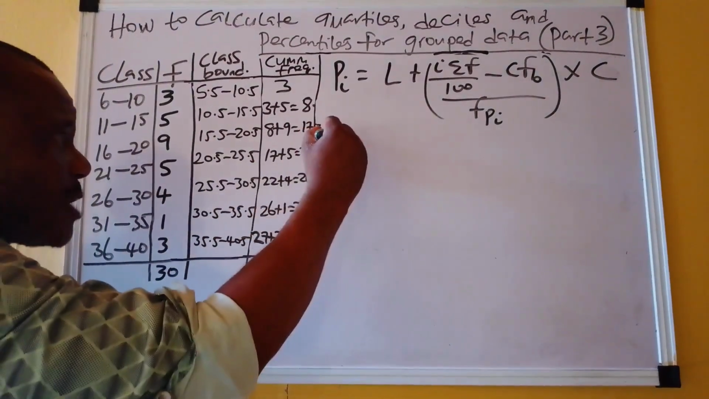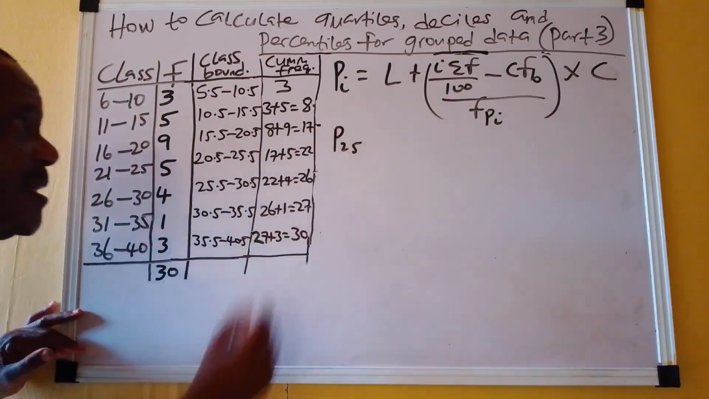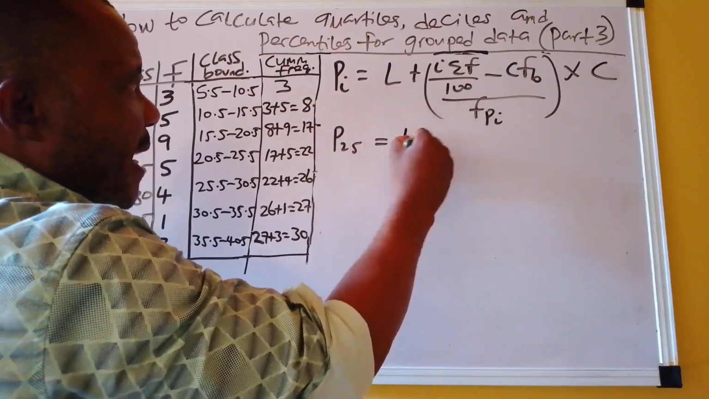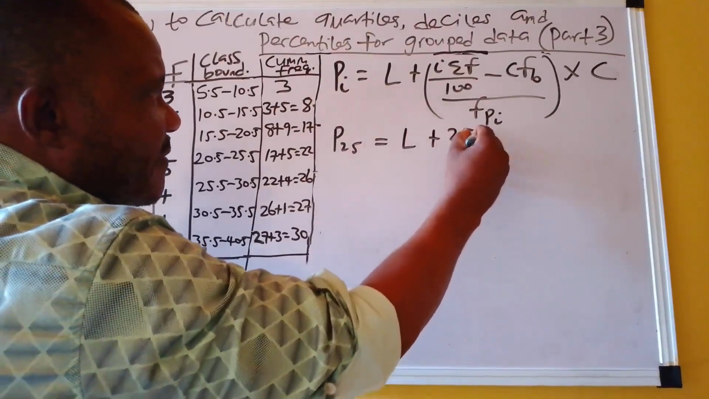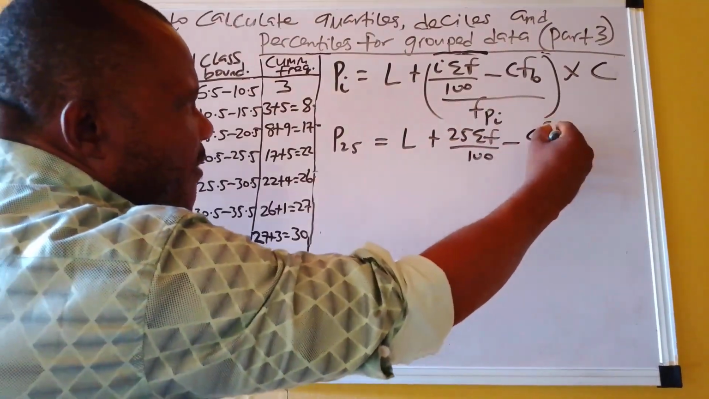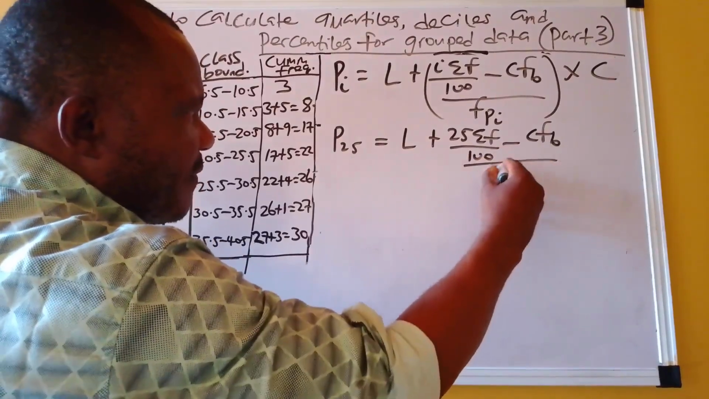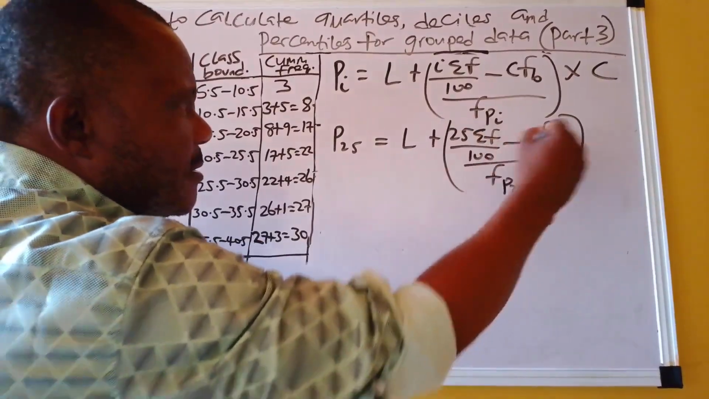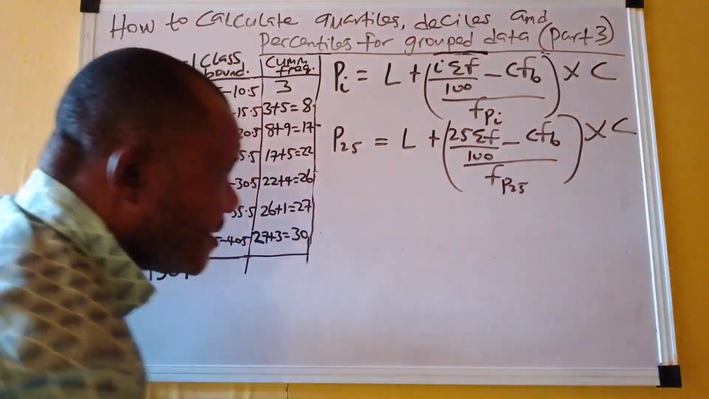Now quickly, I want to start with the 25th percentile. So I here is 25. This will be equal to L plus 25 summation F all over 100 minus the cumulative frequency before that class, all over the frequency of the 25th percentile, times our class width C.